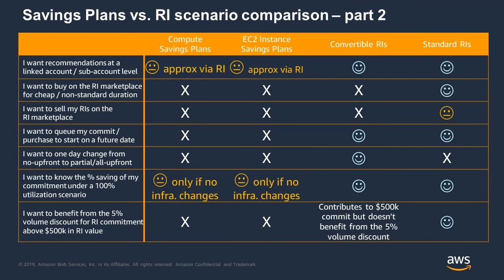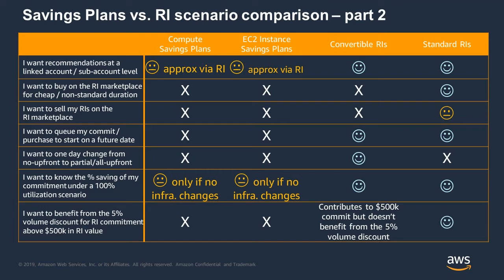There are also some edge cases where RIs have an advantage over savings plans. Firstly, at a linked account level, if you want recommendations for those, they're currently available with convertible and standard RIs. However, with savings plans, you need to approximate that for yourself using the RI recommendation. What you can do is take the value of the RI, for example, if it's all upfront, then divide that number by the number of hours in a year, if you're going for a 1-year commit, to get the savings plan's hourly commitment value.